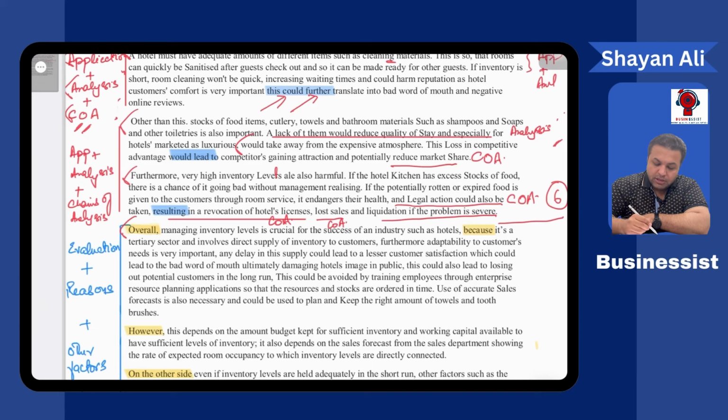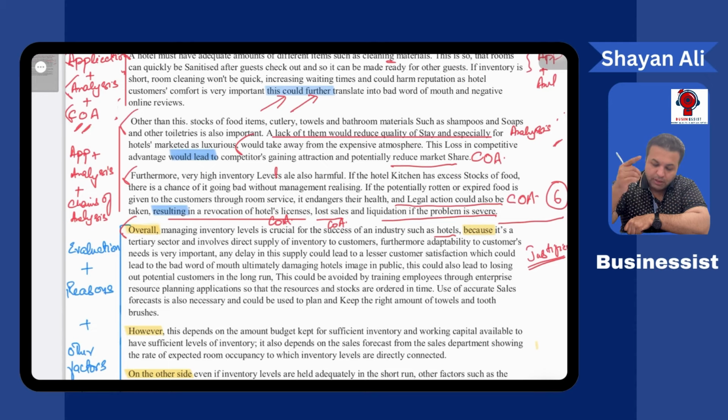So overall, managing inventory levels is crucial for the success of an industry such as hotels. Now I have to give justification, I have to give reasons why. Why is it important? That should be a reasoned argument. And do remember, this reasoned argument could come from the strongest point in your analysis. Whatever analysis you have done above, that could be one of the strongest points. You have to rephrase it, or you can write a totally different point in order to support your opinion.